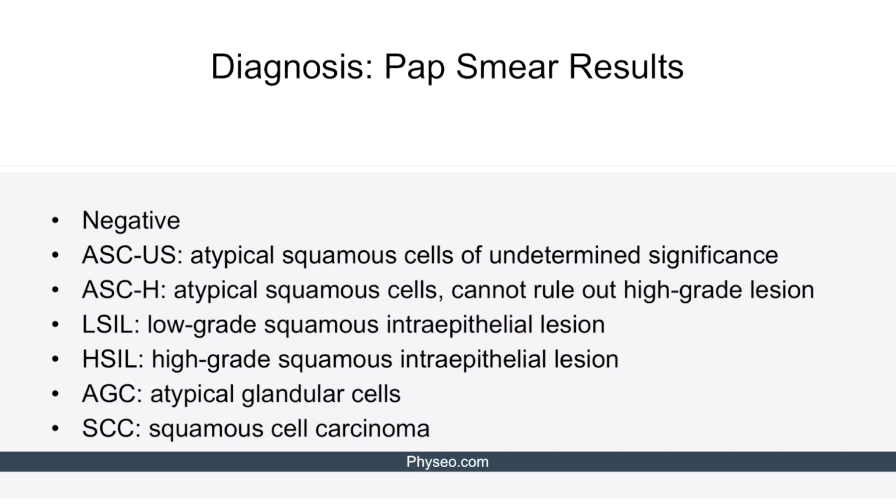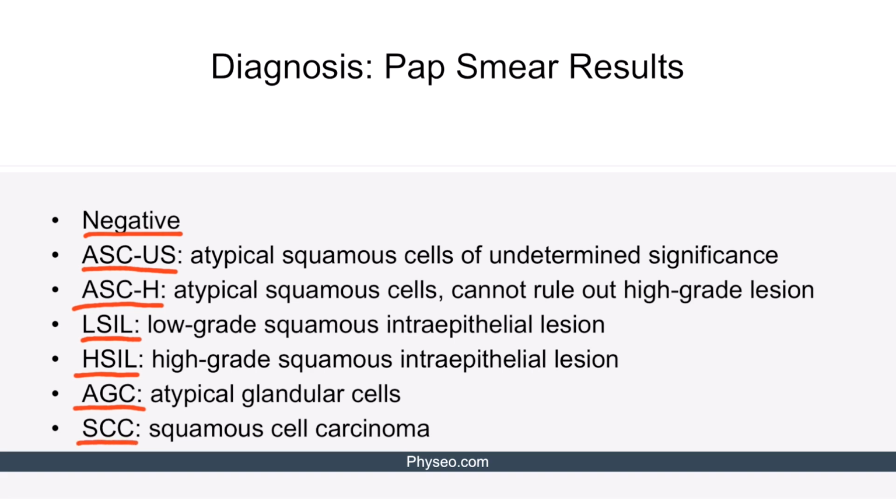Unfortunately, it isn't enough just to know the indications for a pap smear. It's also important to know the best next step in management given a specific pap smear result. So let's discuss that next. Generally speaking, a pap smear may produce one of the following 7 results: negative or normal, atypical squamous cells of undetermined significance, atypical squamous cells, cannot rule out high-grade lesion, low-grade squamous intraepithelial lesion, high-grade squamous intraepithelial lesion, atypical glandular cells, and squamous cell carcinoma.